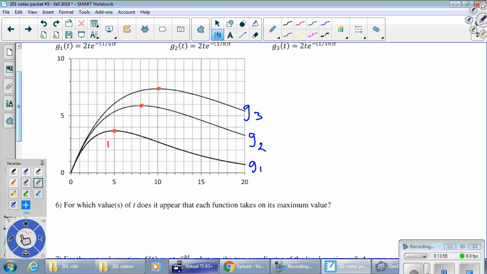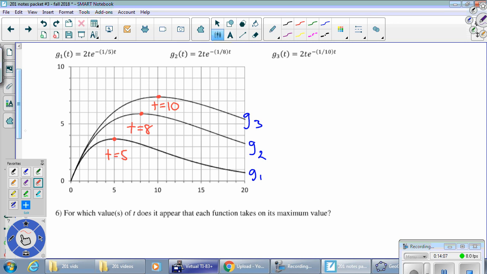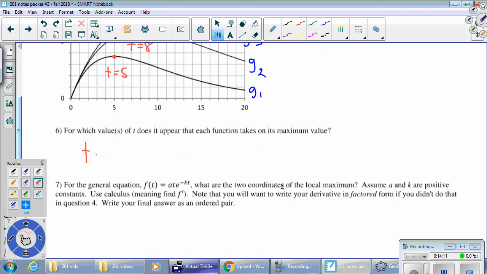So for which values does it appear that each function takes on its maximum? It looks like here, this is maybe t equals 5, and the next one looks like it's right around 8, and that last one looks like it's at 10. And lo and behold, 5, 8, and 10 are actually in the functions, right? 1/5, 1/8, and 1/10. So it looks like t equals 5 or 8 or 10.